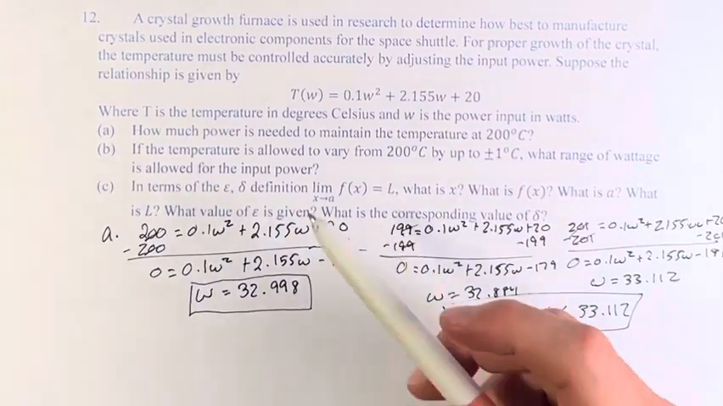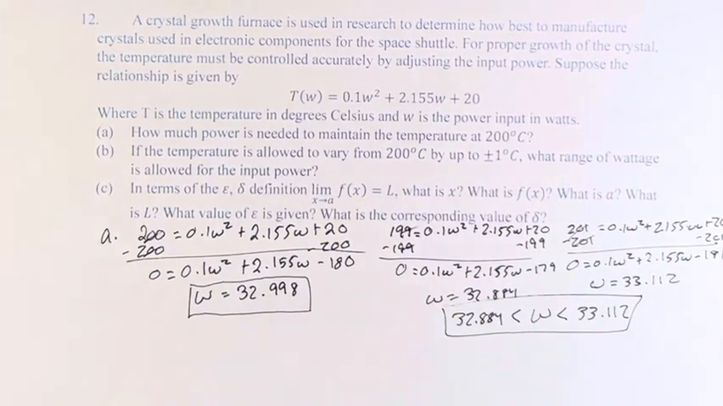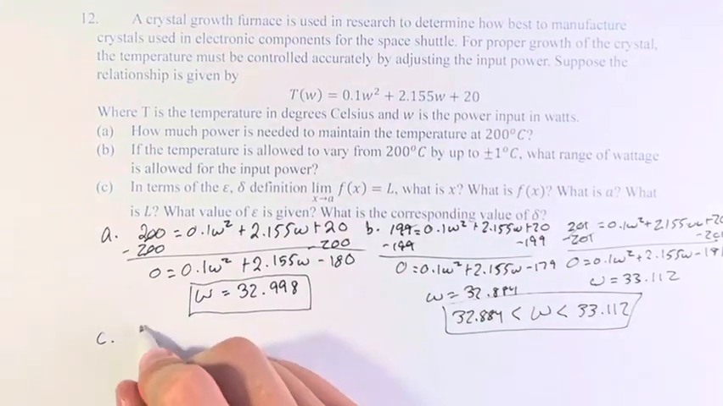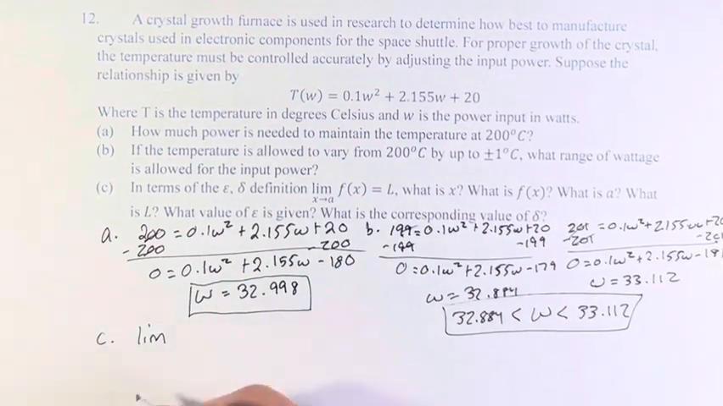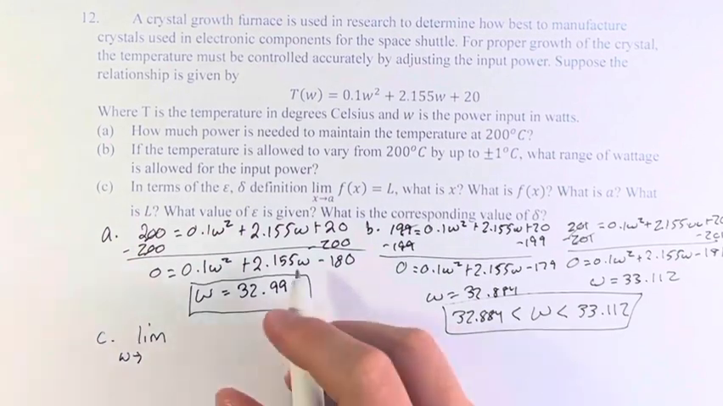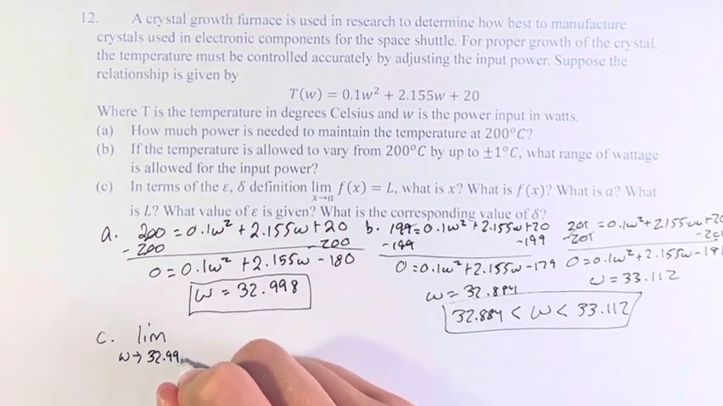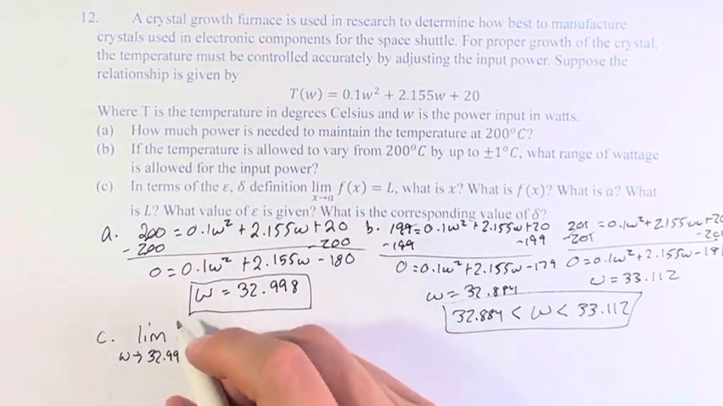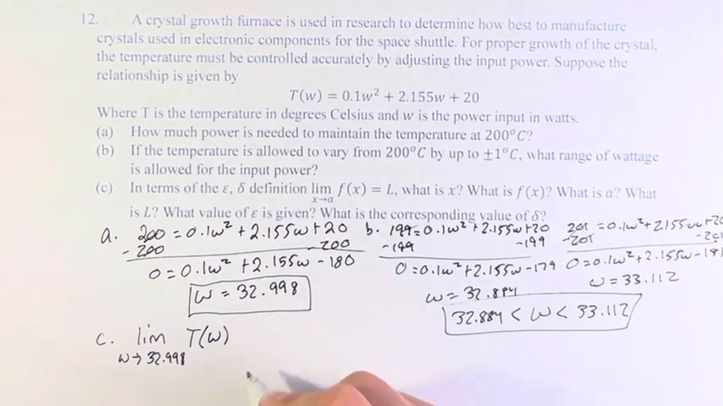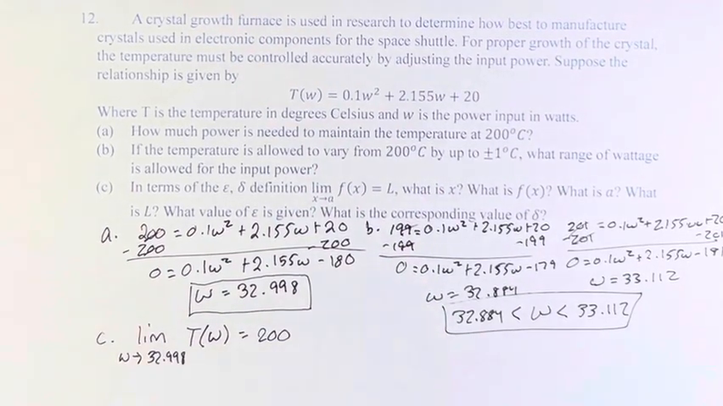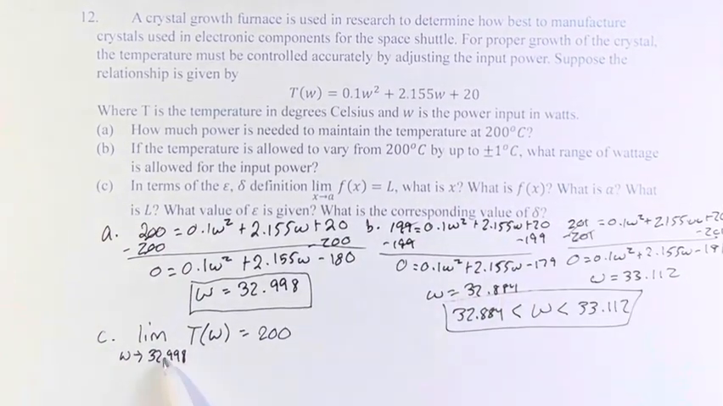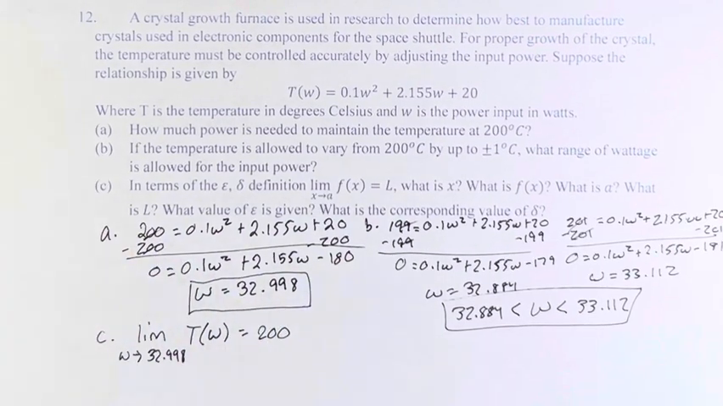So in the definition of the limit as x approaches a of f of x equals L, what is all of these things? So if we have the limit as W approaches 32.998, as W approaches this value, the function T of W, the temperature, approaches 200. So x is W, f of x is T of W, a is 32.998, L is 200.